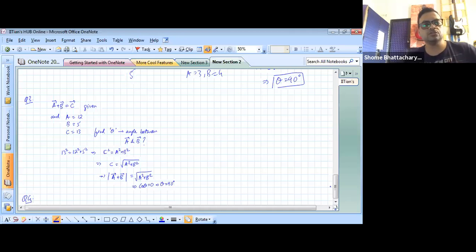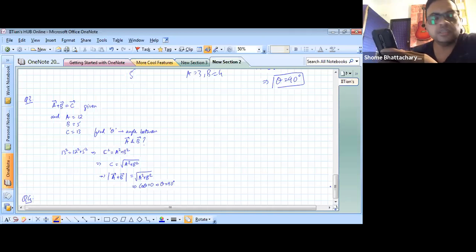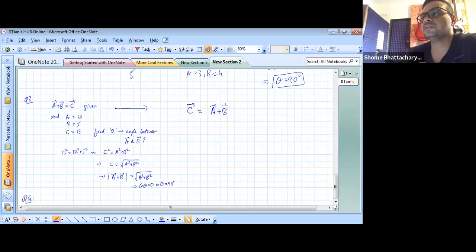As for question 3, we also have to discuss it. Look, in this one it's given to us that the vector C is equal to vector A plus B. This is given in the question. So that automatically means that the magnitude of C is equal to the magnitude of A plus B.